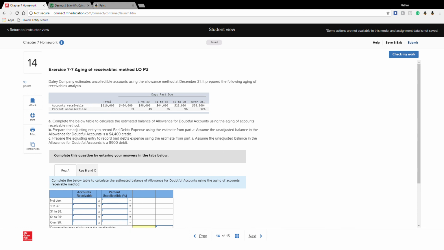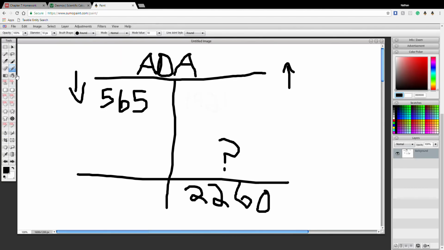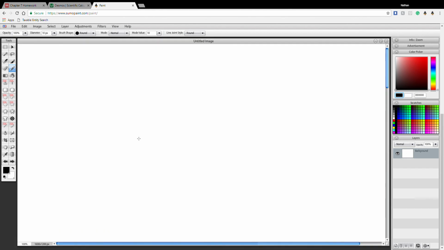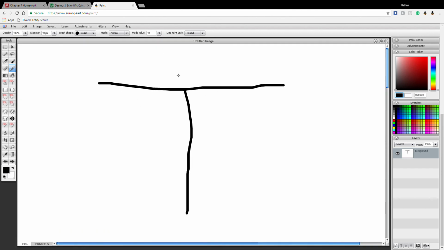So our instructions go: complete the below table to calculate the estimate balance for ADA. Prepare the adjusting entry to record bad debt expense using a credit balance and debit balance. So again, bringing back the T-chart. I'm just going to go File, New, and we're going to rewrite the T-chart because we know we're going to have it. So ADA.